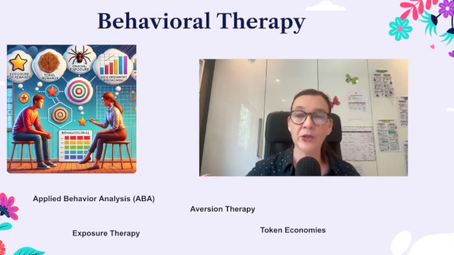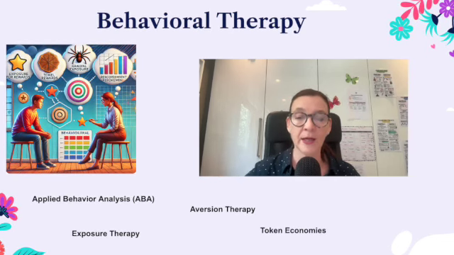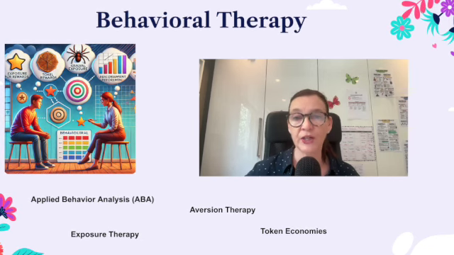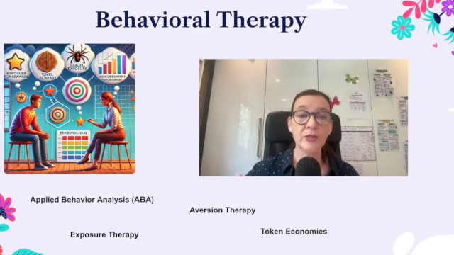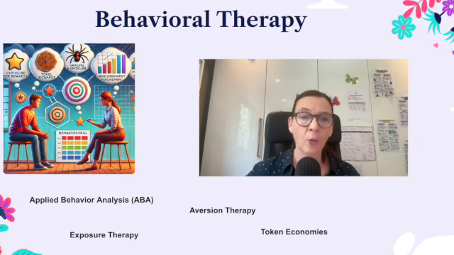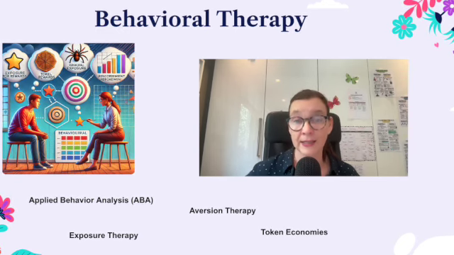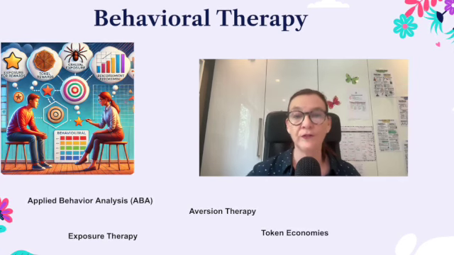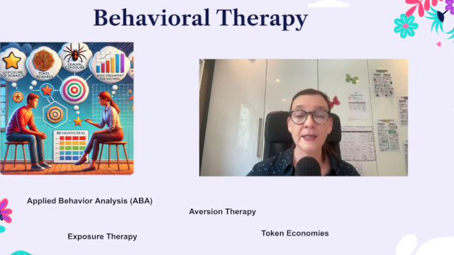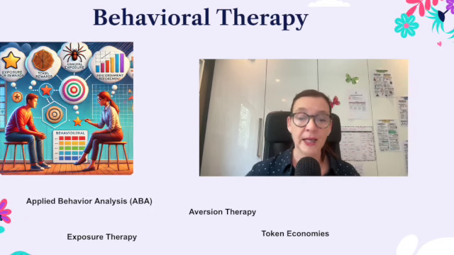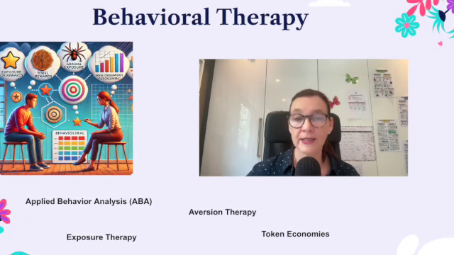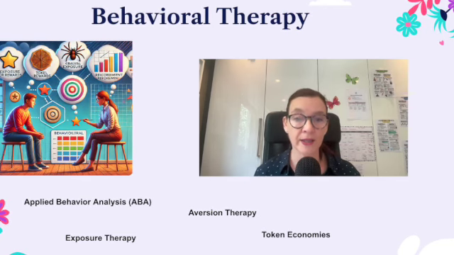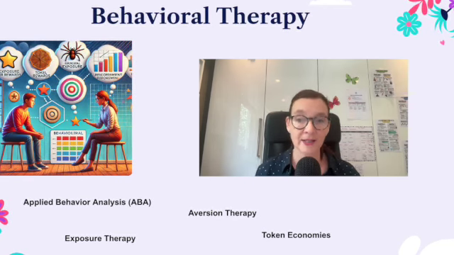The second one we're going to talk about is exposure therapy. This involves gradual and controlled exposure to a feared object or situation to reduce anxiety over time. One method is systematic desensitization, which pairs relaxation techniques with exposure to fear in small steps. Next up, aversion therapy. In this technique, an unpleasant stimulus is paired with an unwanted behavior, like smoking or nail biting, to make the behavior less appealing.